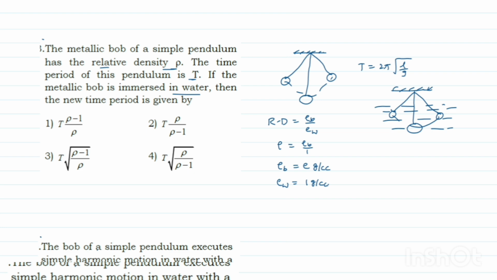The new time period will be T dash, which will be equal to 2π into, g will be affected. The new g is g into 1 minus the density of the liquid by the density of the body.